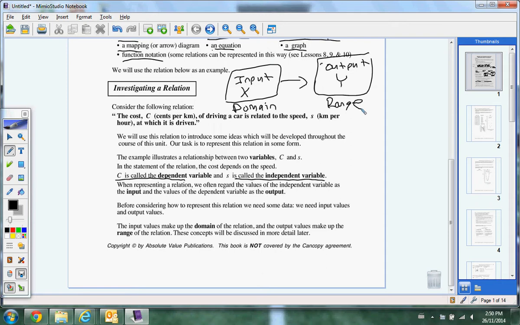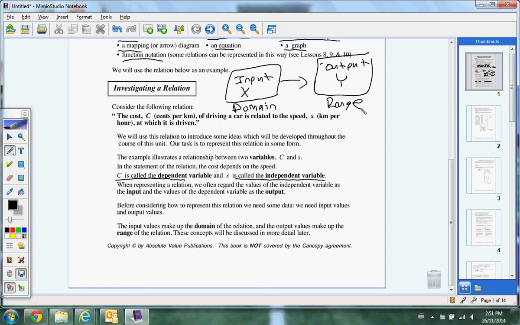Good, 0 and 220. Why is it 0? Why can't I have negative? Yeah, you can't have negative speed. That'd be interesting. So your domain, your possible speeds, are between 0 and 220 for that made-up example. Then your cost would be what those put out.